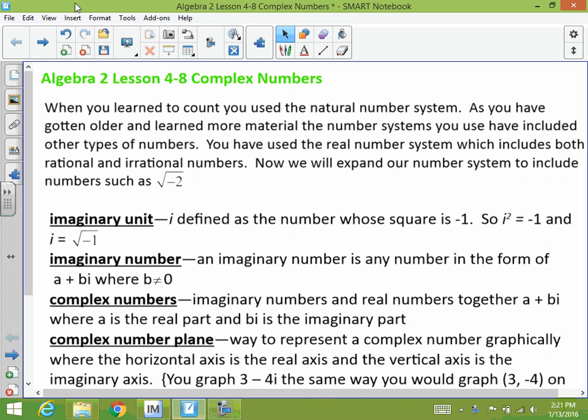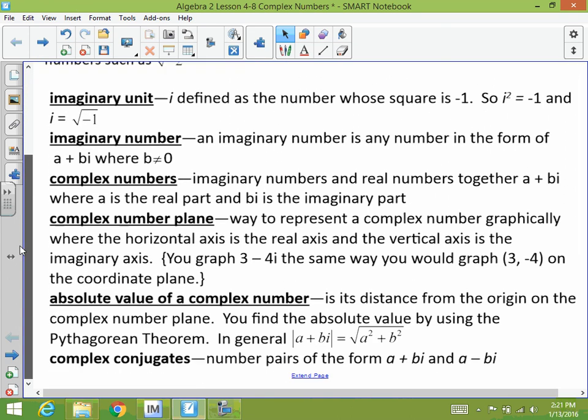An imaginary unit, otherwise known as i. Notice the i is written as a script i. It's defined as a number whose square is -1. So i squared equals -1, and i equals the square root of -1. If you put that in your calculator, and your calculator is on the real number system, it will always tell you you have an error.